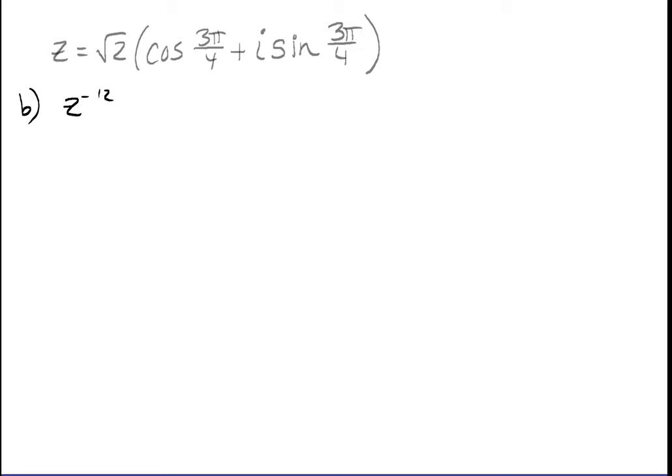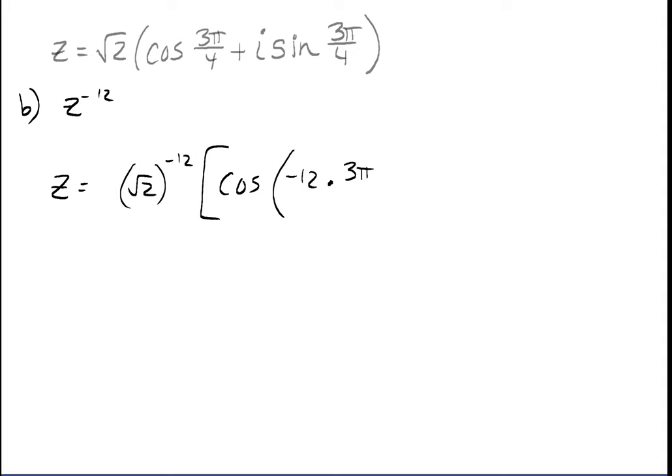All right, negative 12th power would look like this, and then if we do this here, it would be square root of 2. And then taking that to the negative 12th power, inside the brackets, cosine of negative 12 times 3 pi over 4. So we're going to go in the negative angle category, but that's okay. Negative 12, 3 pi over 4. Cool with that.